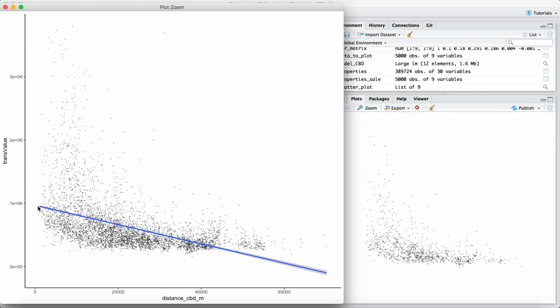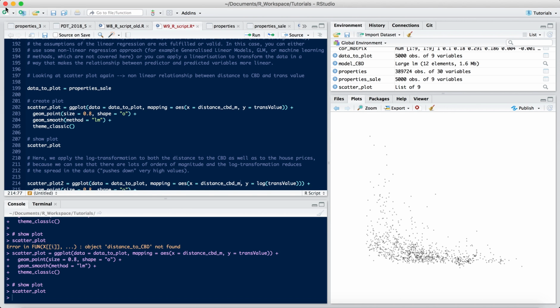So what we see is a trend line in blue. But if you're looking at the transaction values versus distance to CBD, you can see that there is something wrong. We are underestimating the distance, and overestimating at the beginning, and there's something off. So maybe the correlation is not linear. Let's remove this.